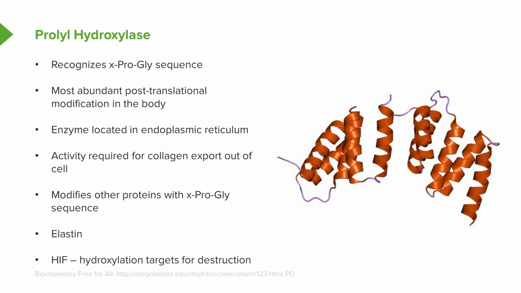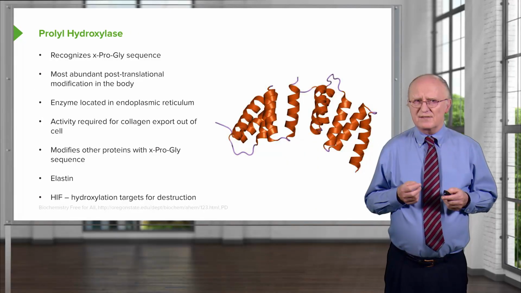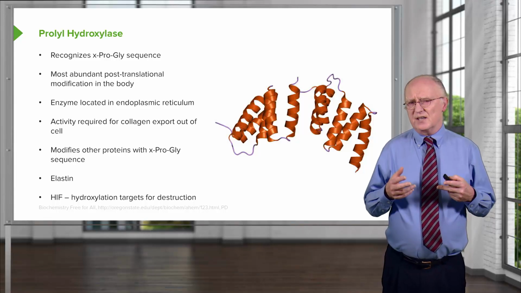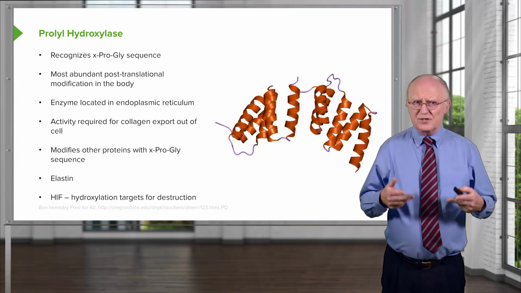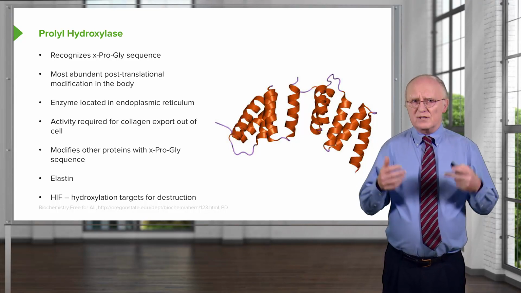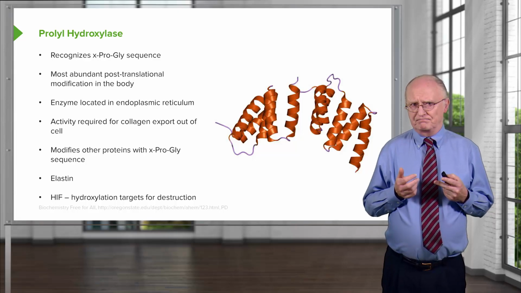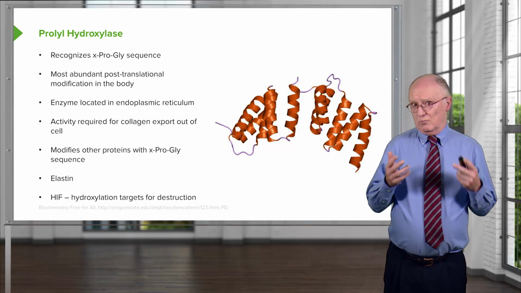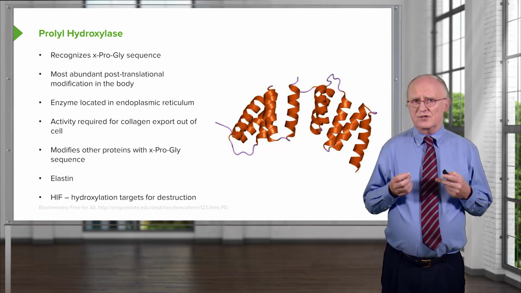Another protein that gets hydroxylated by this enzyme is called HIF. HIF stands for hypoxia induction factor, and hypoxia is a condition where there's limited oxygen available for cells. HIF is activated when there's low oxygen concentration. Well, how does the cell know when there's low oxygen concentration? One of the ways is by the hydroxylation reaction.